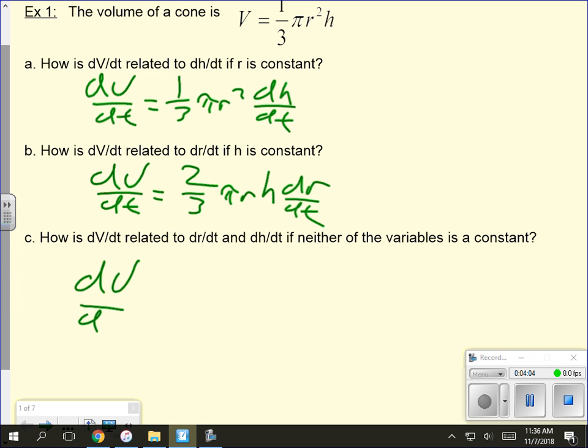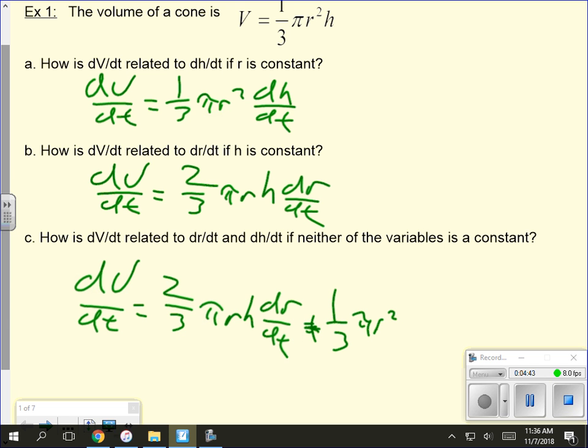Derivative of volume is dV/dt. The derivative of 1/3 pi r squared h, how many variables do I have in there? I have two variables. When I take the derivative of one term with two variables, I have to do it twice, one for r, one for h. We know what the derivative for r is. We already did that: 2/3 pi r h dr/dt. And the derivative with respect to height, where r is a constant, we already did that one as well, plus 1/3 pi r squared dh/dt.